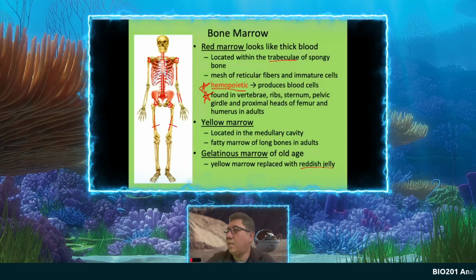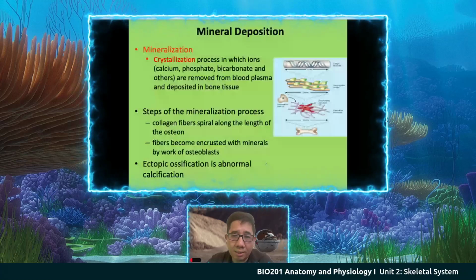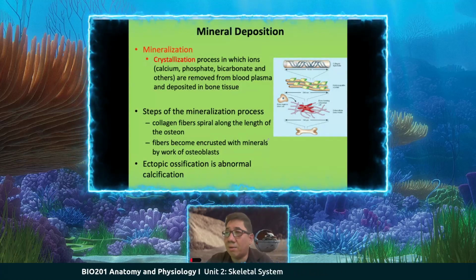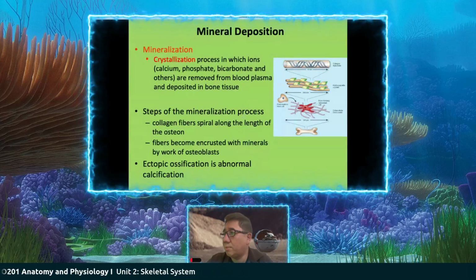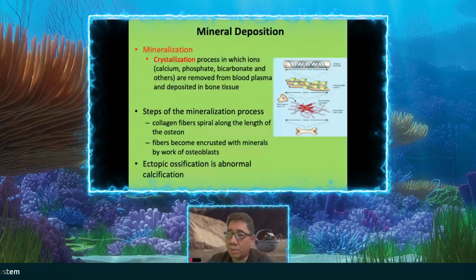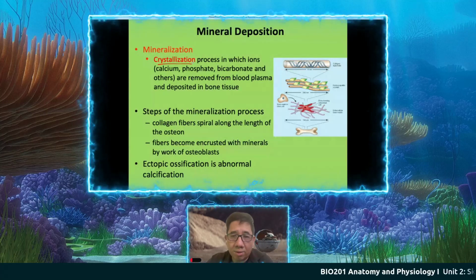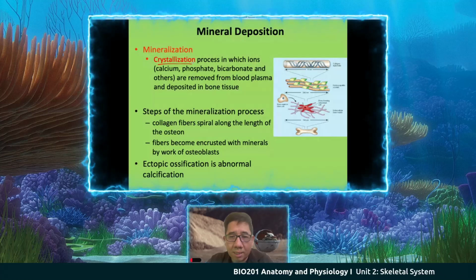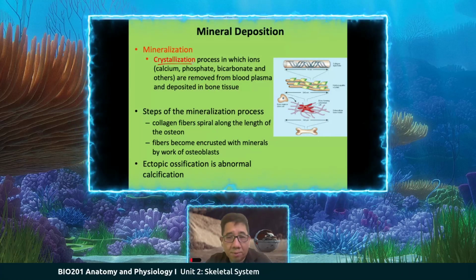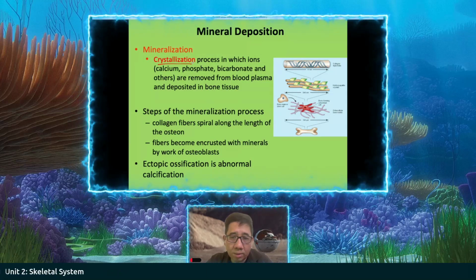Okay, and this shows how your minerals are being deposited into your bone. You have this mineralization, basically how your minerals are being deposited. The first process is called crystallization. This is where your calcium, your phosphate, your bicarbonate, and other minerals are taken out from your plasma, from your blood, and then deposited into your bone.